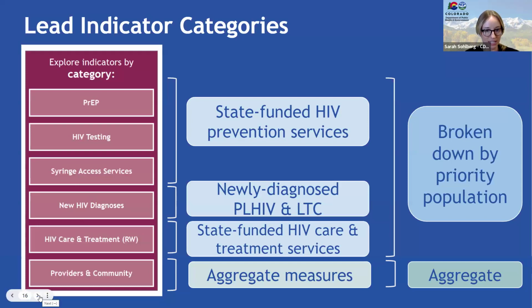So the first of these is the lead indicator categories. So this is the first way that users can choose how to view the data. And these categories are the buckets in which the CoHAS goals are organized. So we have PrEP, which is a preventive HIV medication, in addition to HIV testing and syringe access services, which are all publicly funded HIV prevention services in Colorado. There's also components of surveillance data. Here it's represented as new HIV diagnoses, followed by publicly funded HIV care and treatment services, and then aggregate provider and community level measures.